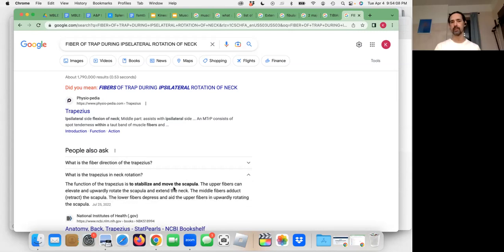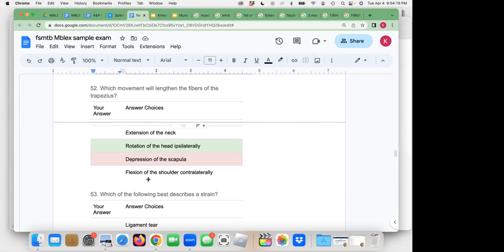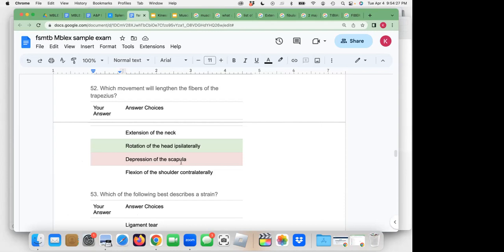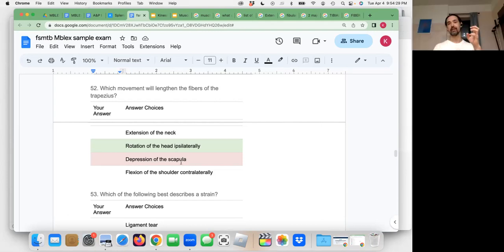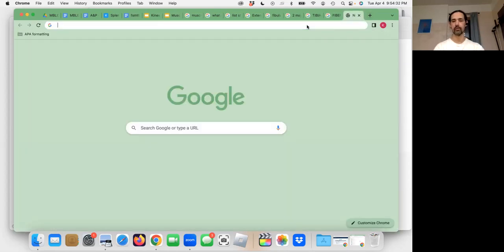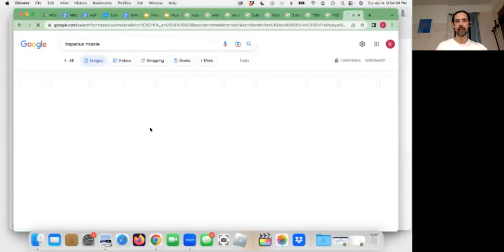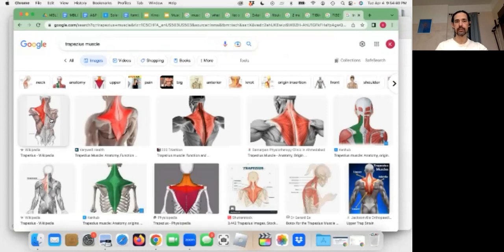Stabilizes the scapula. Upper fibers can elevate and upwardly rotate the scapula. Middle fibers retract the scapula. Lower fibers depress and aid the upper fibers. I see. Okay, so the lower fibers depress the scapula. So what it's saying here is that the depression of the scapula is not the correct answer because the fibers actually contract. The lower fibers of the trap contract to depress the scapula.